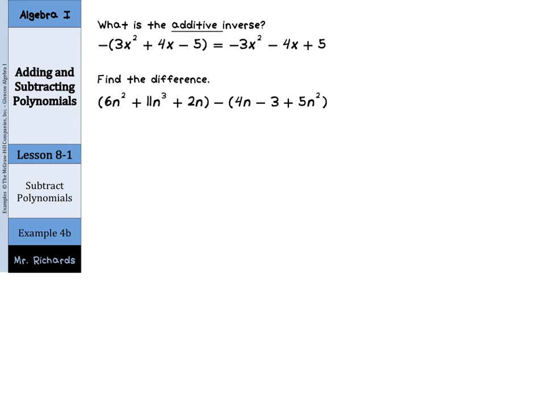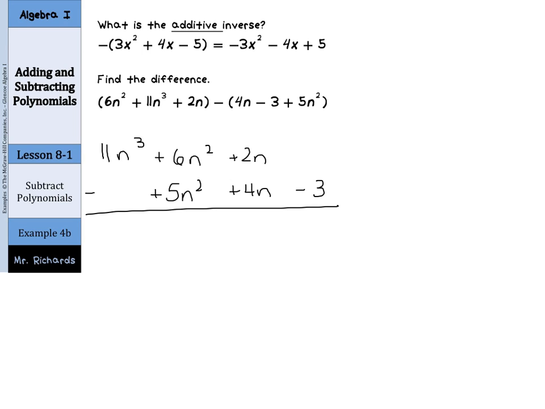And as we solve this second example of subtracting polynomials, let's write this in standard form first. We'll have 11n to the third power plus 6n squared plus 2n. And we're going to subtract, now make sure you line these up by degree, a positive 5n squared, a positive 4n for now, and then minus 3.